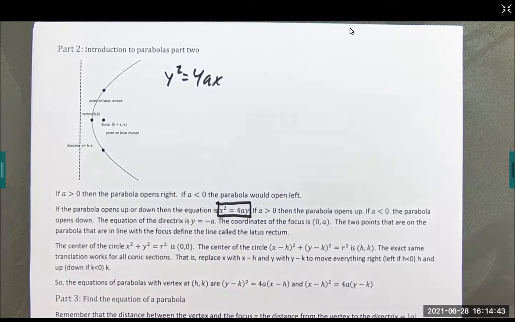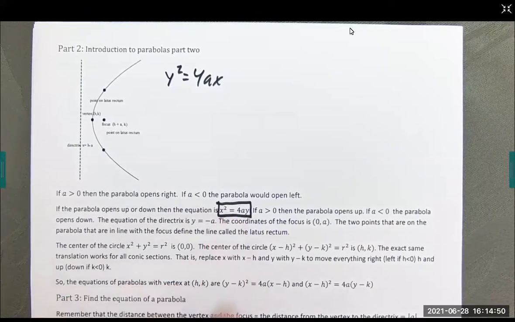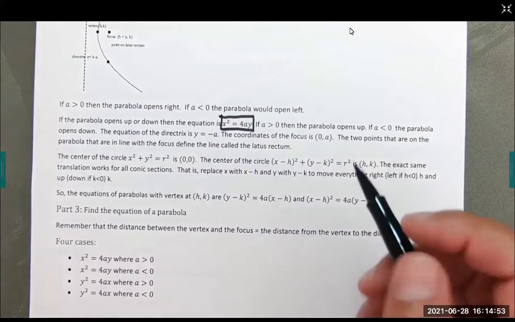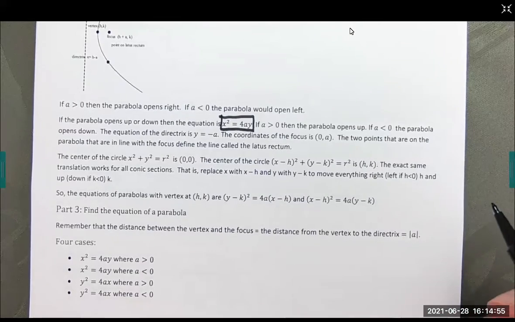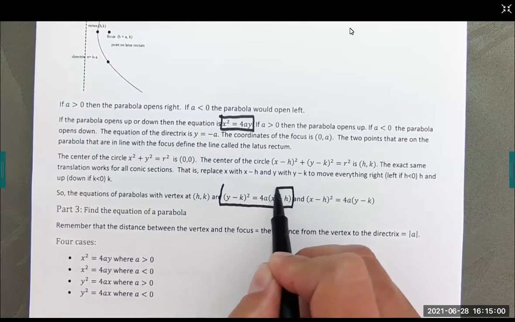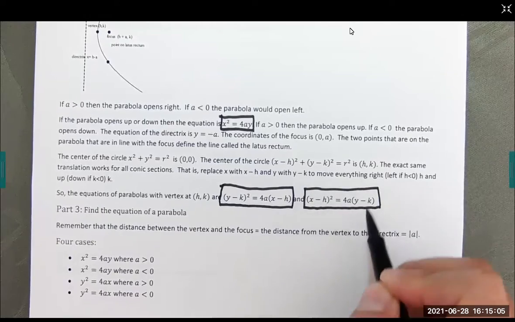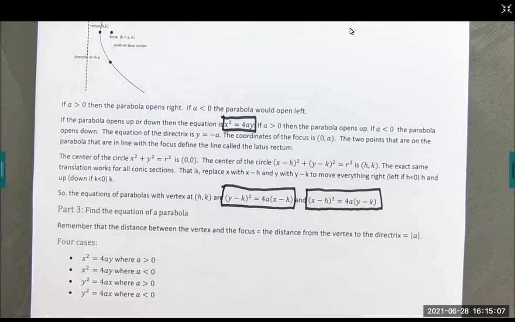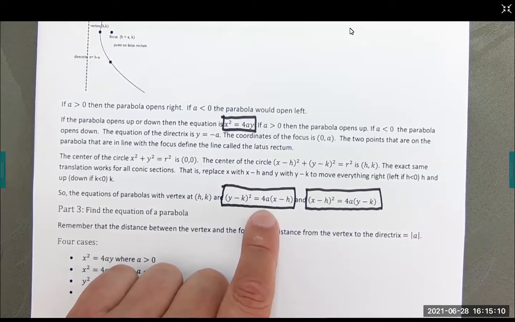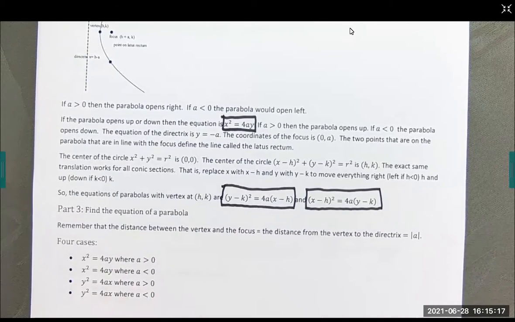And I want to jump through this a little bit. This is when the vertex is at the point (0, 0). When that's not the case, we have our equation either here or here, depending on. These are up and down, these are left and right. If a is negative, it opens to the left. If it's positive, it opens to the right. If a is negative, it opens downward. If it's positive, it opens upward in this case. All right.